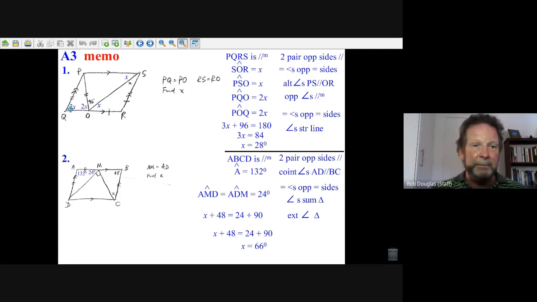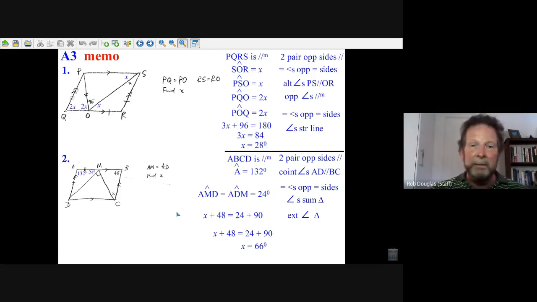Now I've got that this angle here must be 2x. Same reason, equal angles opposite equal sides. Now I can see that all of these angles added up form a straight line, equal 180. So 3x plus, the cat's meowing a lot back down here, 3x plus 96 equals 180, because of angles in a straight line. Well, once I've got that, then I just subtract 96 from both sides, divide both sides by 3, and I get x is 28 degrees.